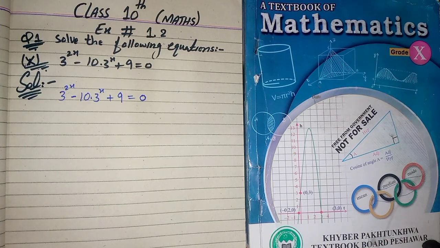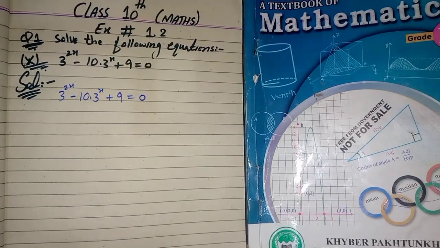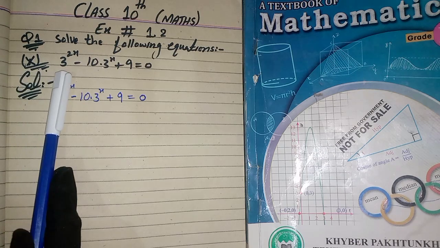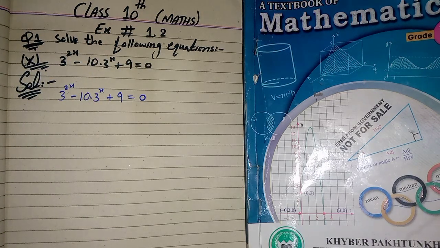Today I am going to discuss class 10 maths exercise 1.2. Question 1. Solve the following equation. Part 10. 3 power 2x minus 10 into 3 power x plus 9 equal to 0.